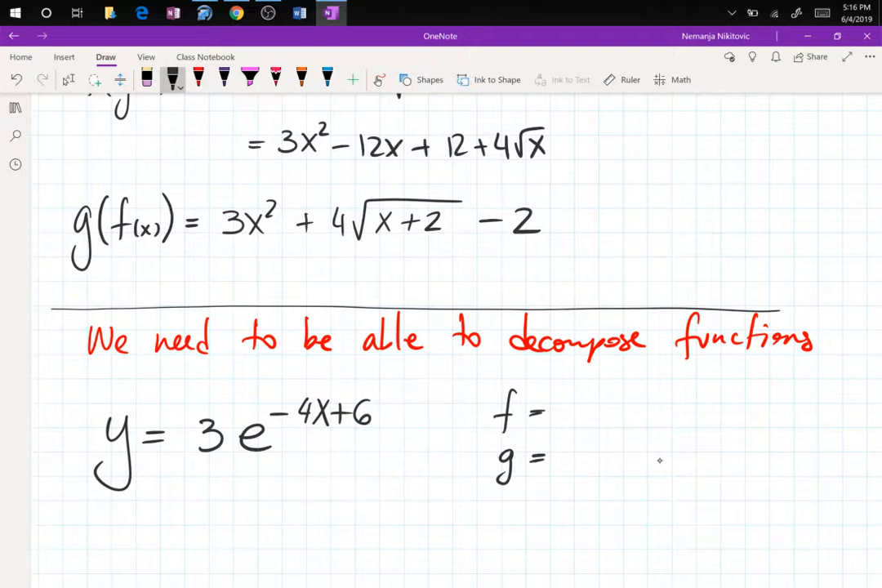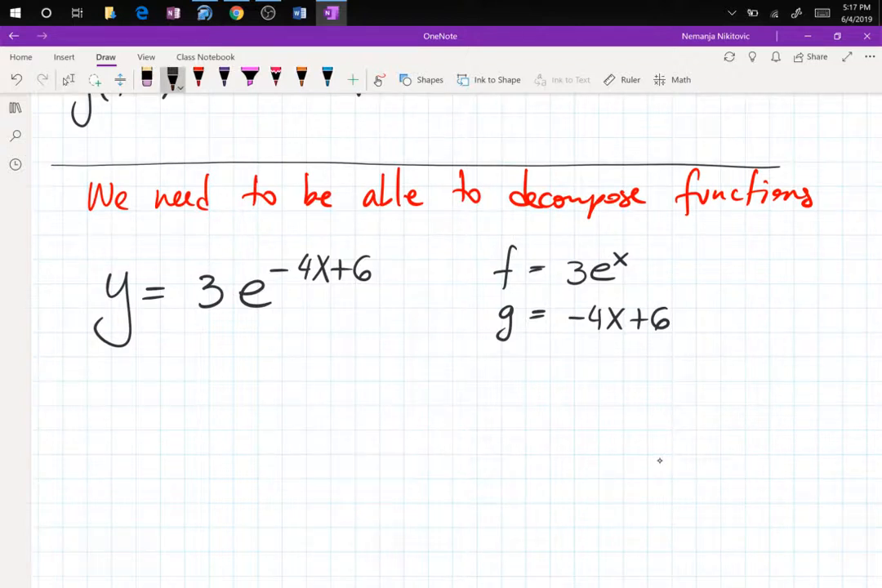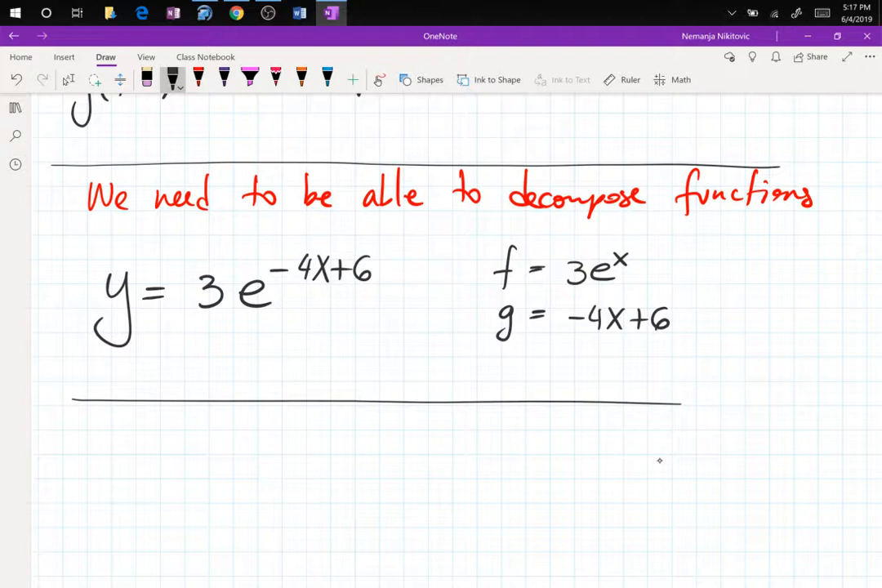So what do you think? Would that be 3e to the x? Yeah, 3e to the x, very good. And what's g? Negative 4x plus 6. Excellent. Sorry if I interrupted you all the time. This is the skill we need.